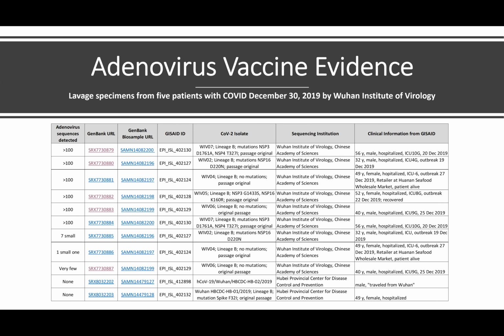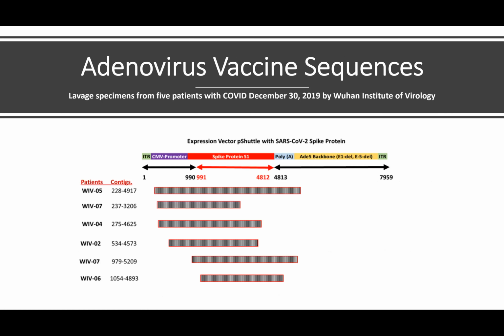In addition, the paper contains an analysis of adenovirus vaccine sequences that were found in lavage specimens from 5 patients with COVID in December 2019, analyzed by the Wuhan Institute of Virology. This slide shows the typical adenovirus vaccine in a drawing here, with 1 through 990 being the adenovirus portion. The spike protein immunogen is in the middle in red, and the tail of the 3' adenovirus vaccine is shown on the right. As you can see in the bars here, the contiguous sequence reads run from the adenovirus section through and into the immunogen and then into the 3' end of the adenovirus. So this is very strong evidence that an adenovirus was present in these early patients.